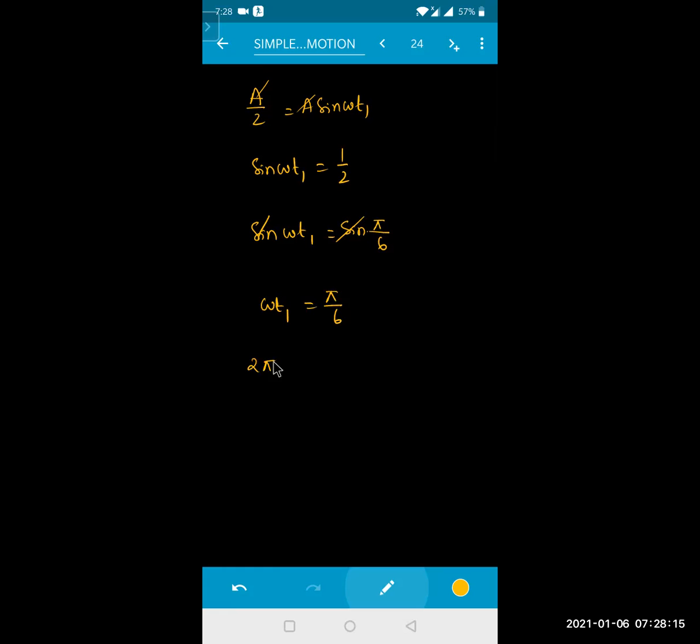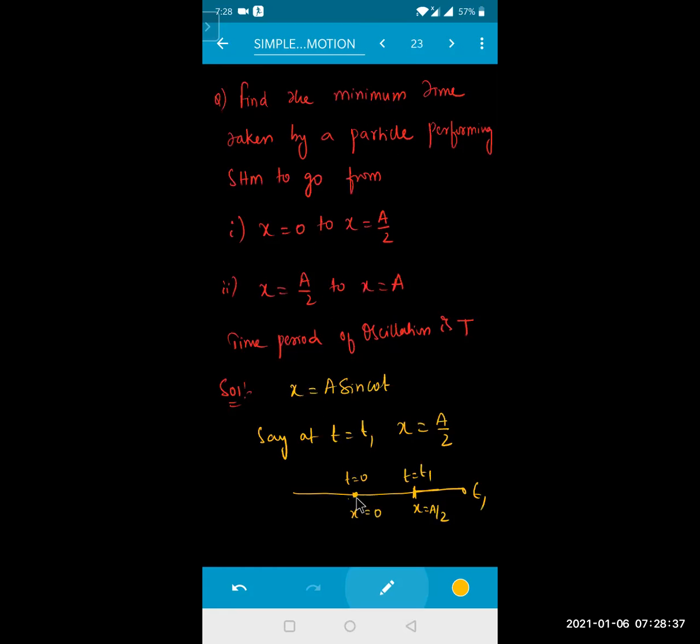Omega value is 2 pi by capital T, into t1, that equals pi by 6. So this pi and this pi will get cancelled. So t1 will be equal to how much, beta? T by 12. After this much time, the particle is at half of the maximum amplitude. That means the time taken to go from the mean to half of the maximum amplitude is how much for me, beta?